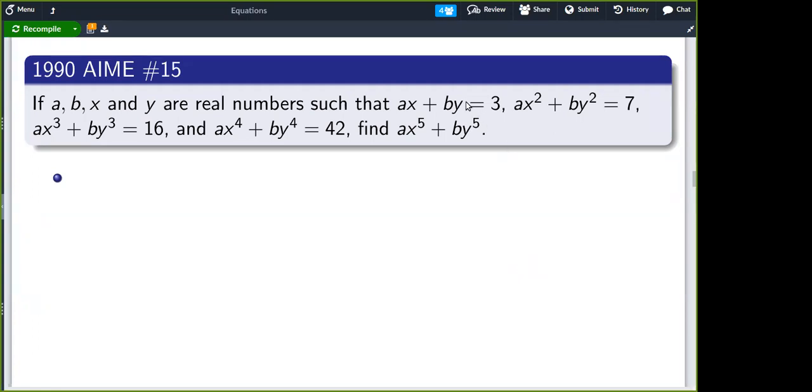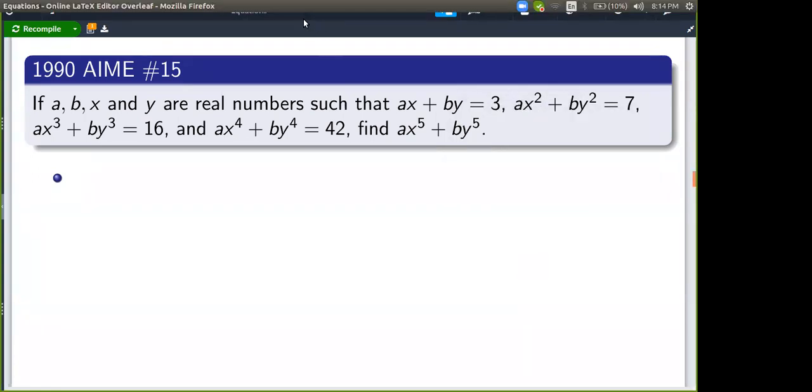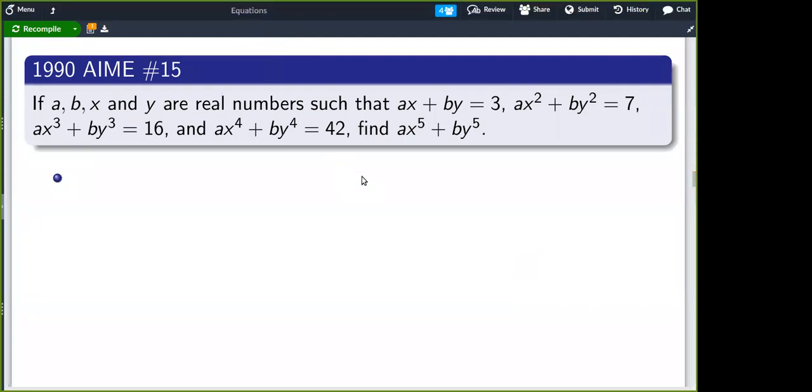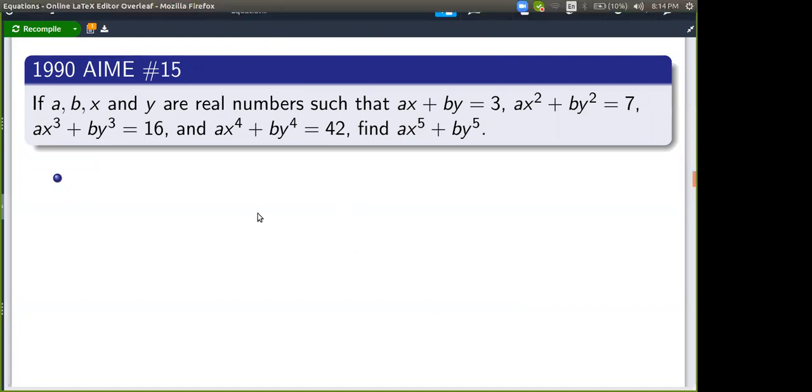Okay, so this is our question now. So now we're going to be looking at equations with multiple variables. So here we have a, b, x, and y, and we have 4 equations for them, and we need a times x to the 5th plus b times y to the 5th. So I'll give you a few minutes to think about it.